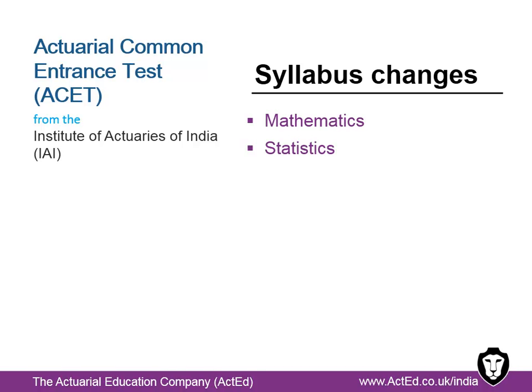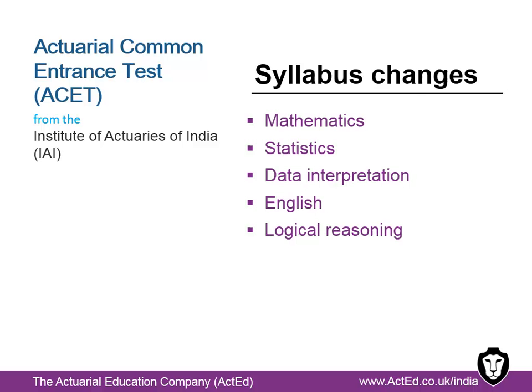In addition to these two areas, the ACET will now cover three further objectives: data interpretation of data given in tables, graphs, bar charts, pie charts, and Venn diagrams; English, which includes vocabulary, grammar, analogies, verbal reasoning, and comprehension; and finally, logical reasoning, which includes reasoning from series, sequences, connectives, blood relations, seating arrangements, and so on.